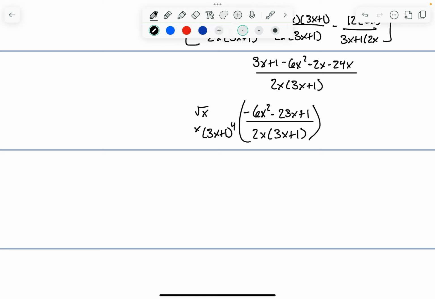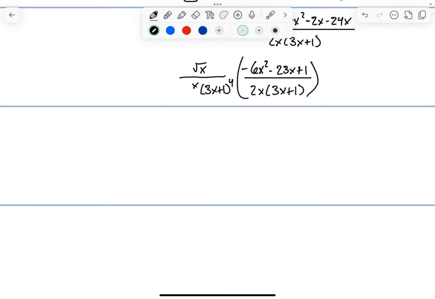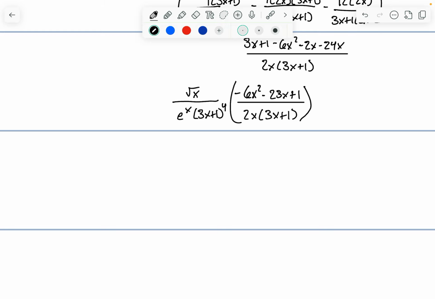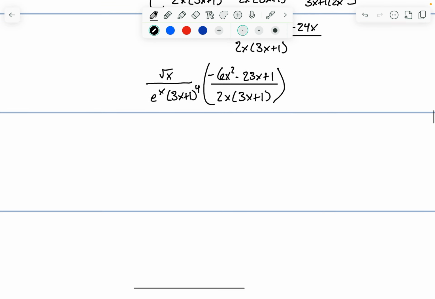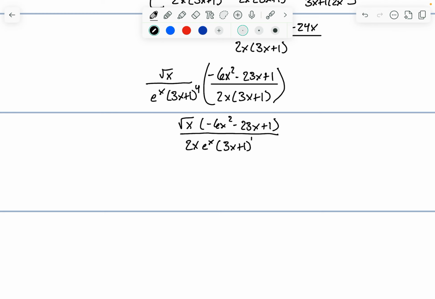And then this is not supposed to be there. Oh, sorry. Okay. And now we're just going to multiply everything together since this is multiplying. So it's going to look something like this: square root of x times negative 6x squared minus 23x plus 1 all over 2x times e to the x times 3x plus 1 to the power of 4 times 3x plus 1.